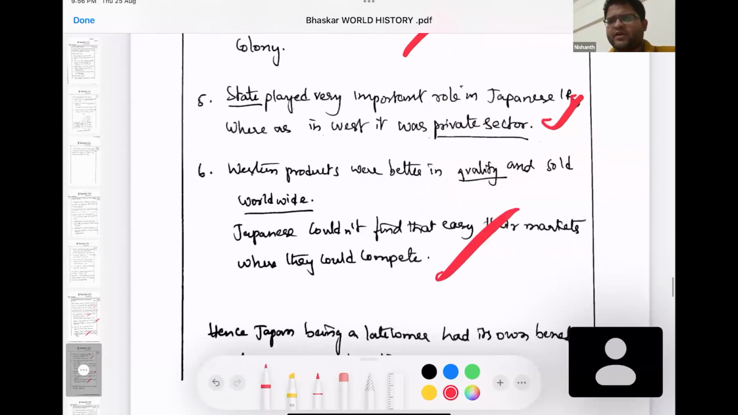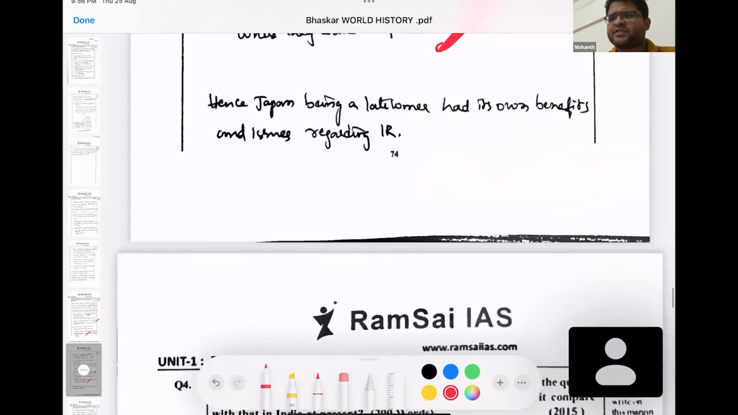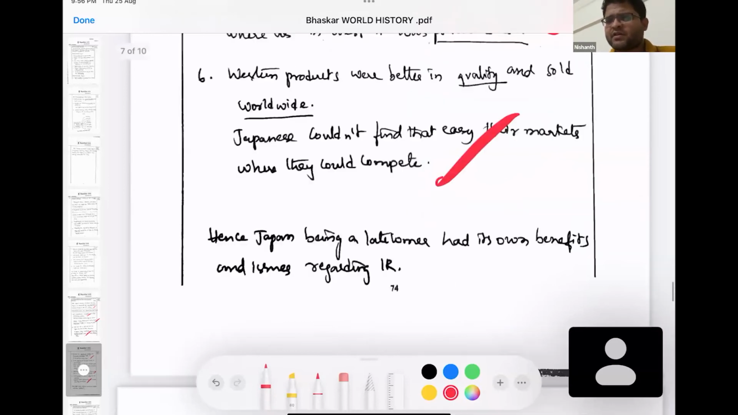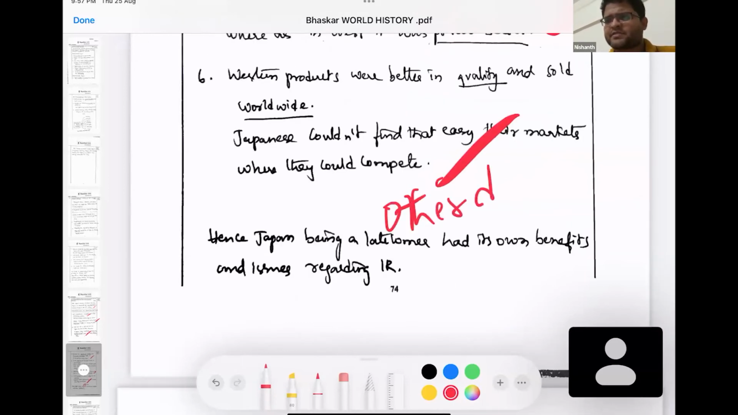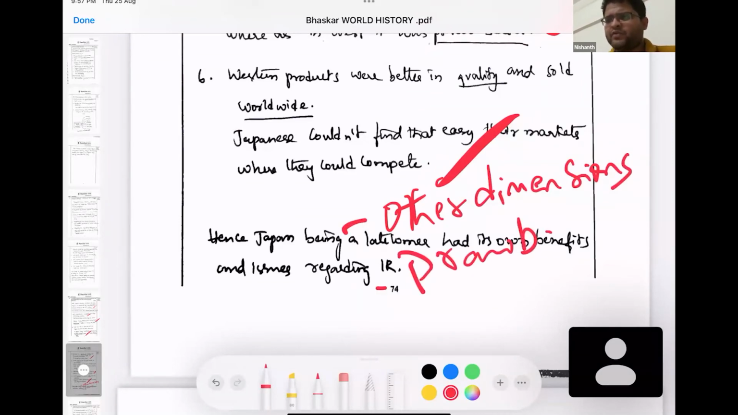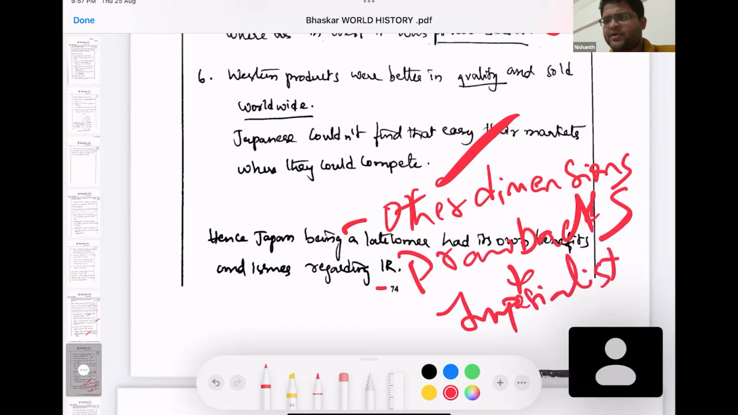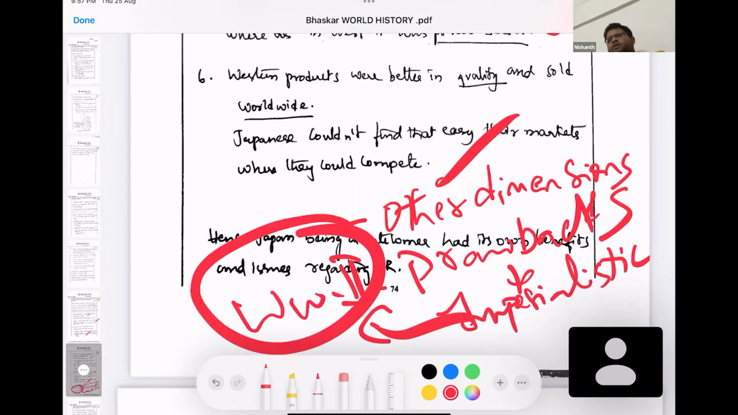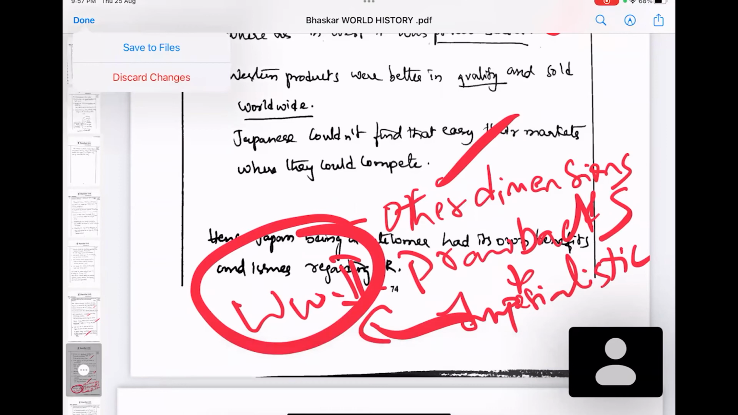Okay. You should write the other dimensions, drawbacks, and how this created an imperialistic attitude, and how this played a role in World War II. This you have to conclude. Clear, everyone? Yes, sir.